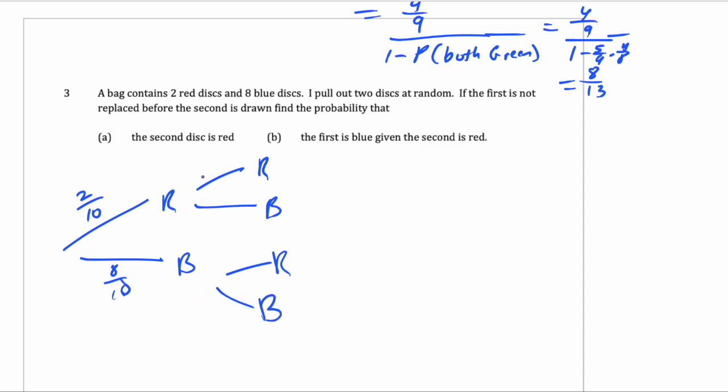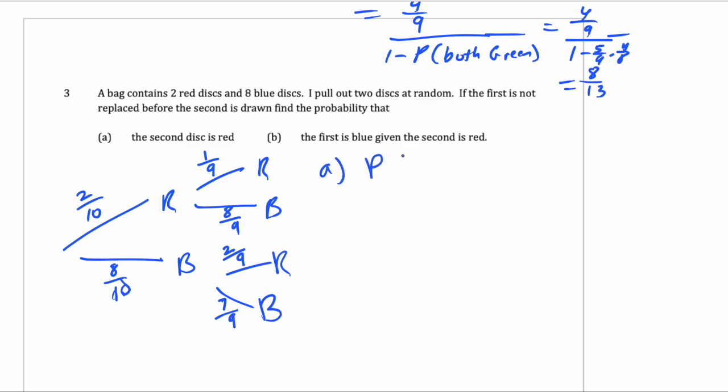Now there's one less red disc, so it's going to be 1 out of 9. And this is going to be 8 out of 9, of course. In this case, the first one drawn is blue, so there's still 2 red, but 9 total. And now there's 7 red out of 9 total. So that's our tree diagram.